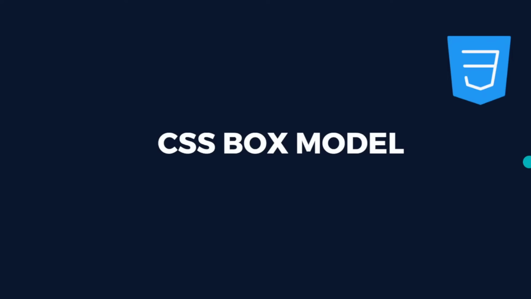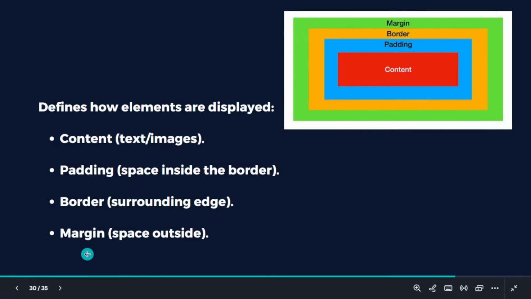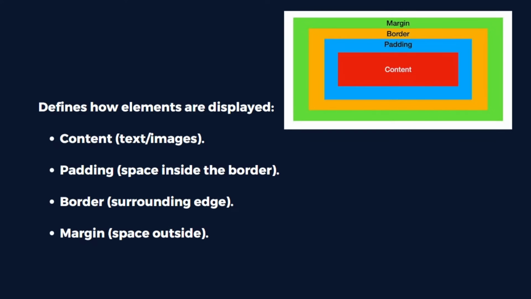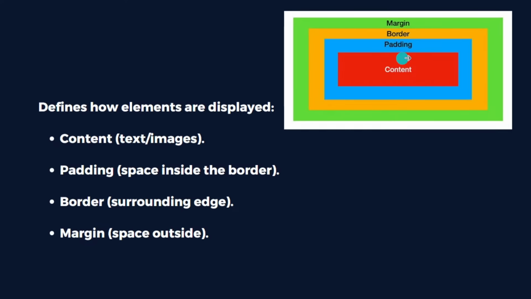What is the CSS box model? Content, padding, border, margin. What are the 4 things? Content, padding, border, margin. Okay, these are the 4 things. This is the content, padding, border, margin. You just look at this. I will explain clearly.